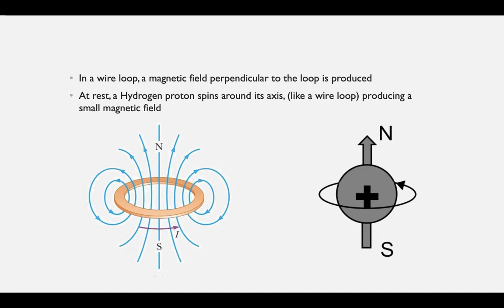If we think of all the hydrogen protons in our body as having a positive charge and spinning, they're acting as a pseudo wire loop. They're producing some sort of current, and the current that is produced is also going to produce a very small magnetic field. So, like the example on the left, this hydrogen proton is going to produce a very small magnetic field from south to north.